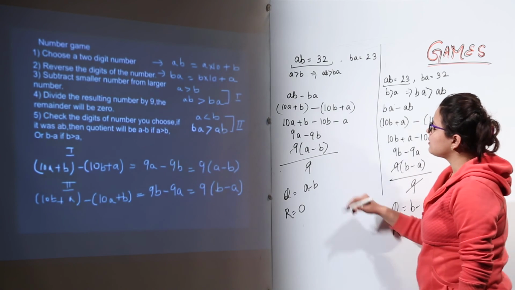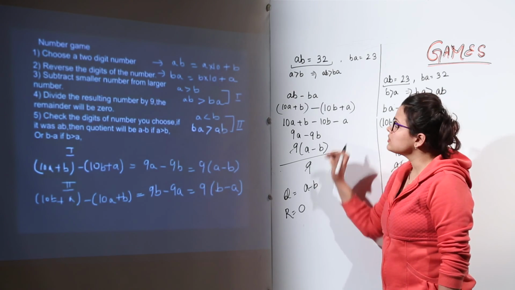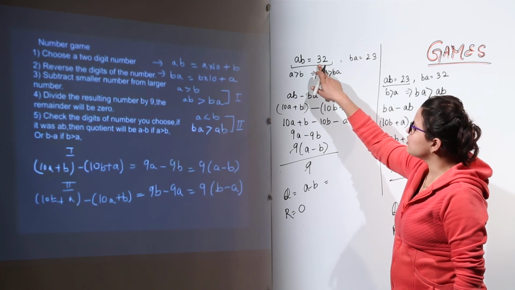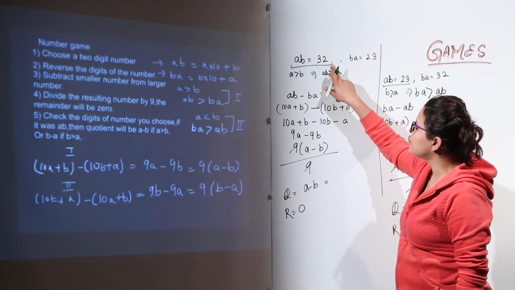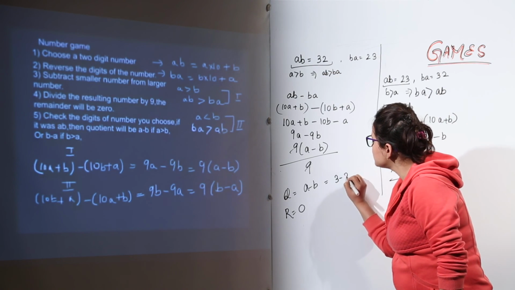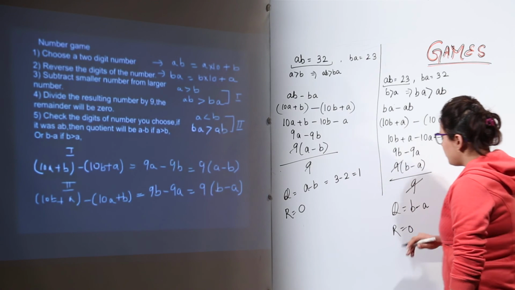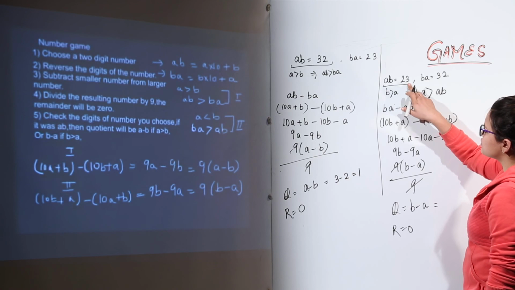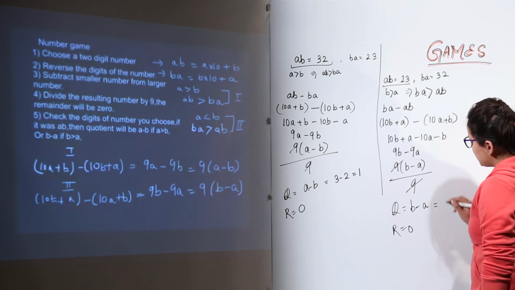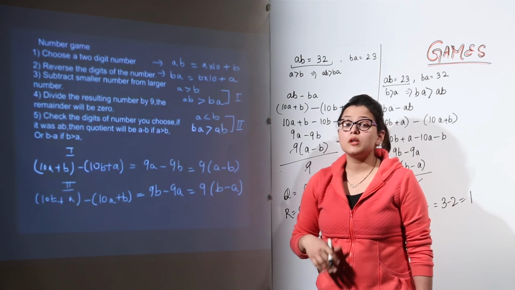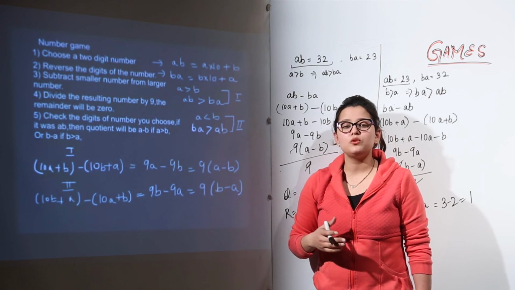Now we can check our numbers and the quotient based on our numbers, that would be A minus B. What was A over here? It was 3, and what about B? It was 2. So the quotient would be 3 minus 2, that is 1. And over here also, let us compare. What is B originally? It was 3 and A was 2. So we get 3 minus 2 equal to 1. So that is how number games can be played with any 2-digit numbers.